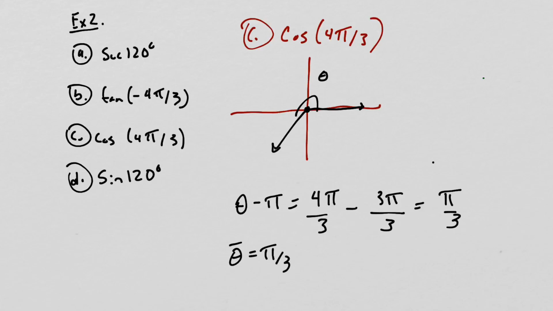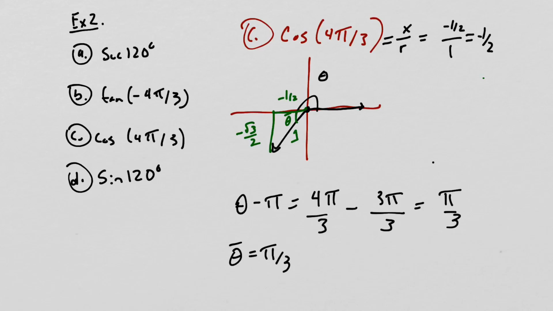And we can form a right triangle with this angle here. So this is our theta bar here. Since theta bar is again 60 degrees, this is a 30, 60, 90 triangle. The adjacent side has length negative 1/2. The opposite side has length negative square root of 3 divided by 2. And the radius has length 1. Cosine of 4 pi divided by 3 is equal to adjacent, so x divided by the radius. This is then equal to negative 1/2 divided by 1, which is just negative 1/2.